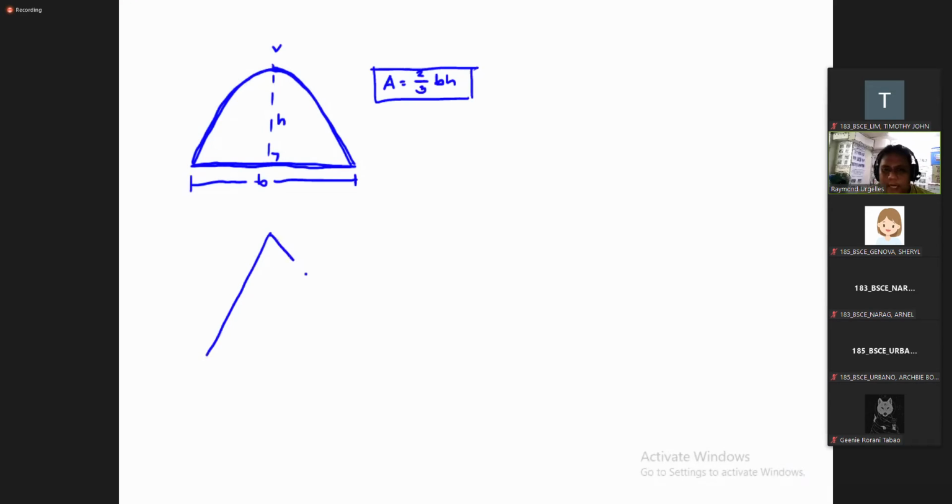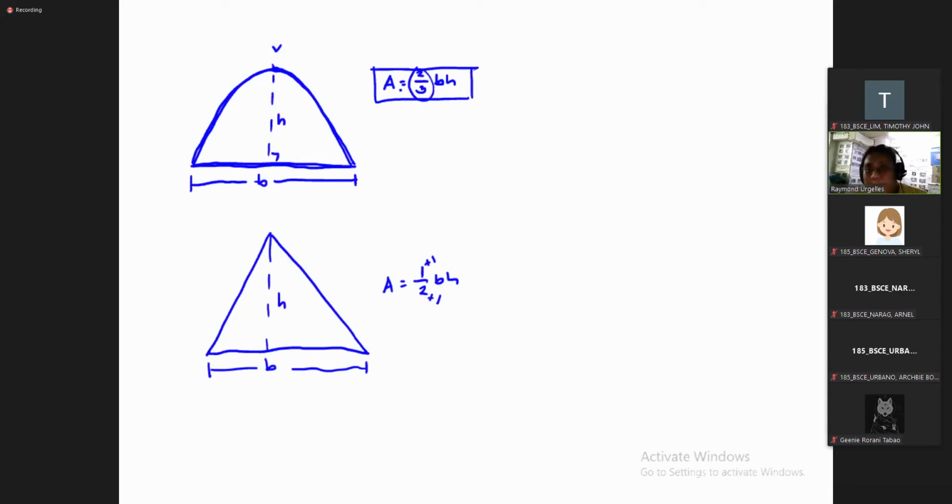Ibase nyo lang sa triangle. Pag given kayo ng triangle, for example, this is height h with a base b. Ano yung area ng triangle? Area is 1/2 base times height. Kung i-compare nyo, itong 1, dagdagan nyo lang ng 1. Itong 2, dagdagan nyo lang ng 1, makukuha nyo to. So we have 2/3 base times height.